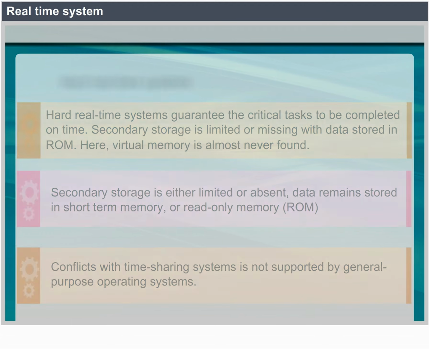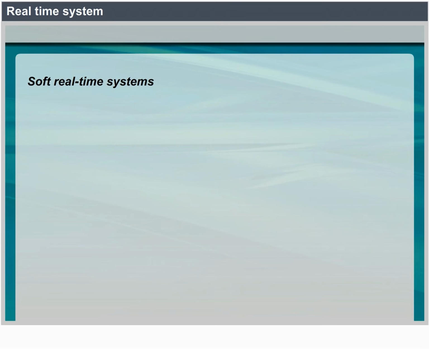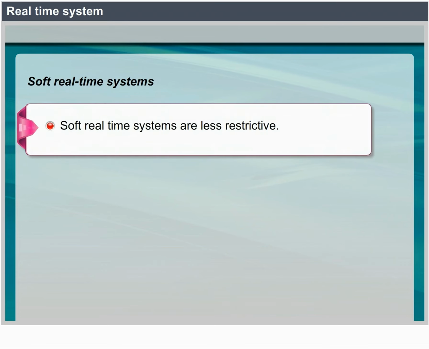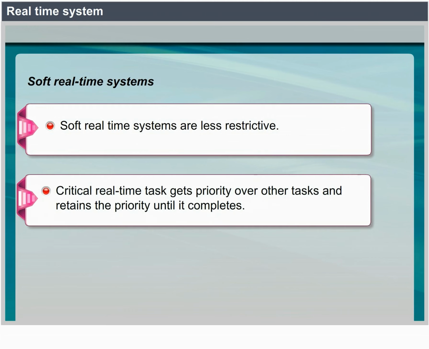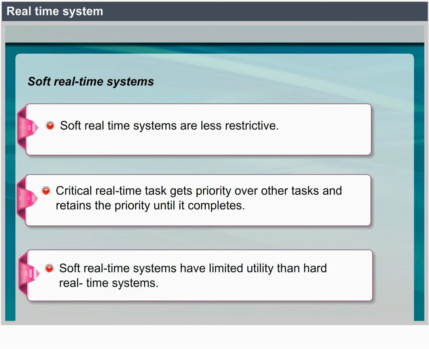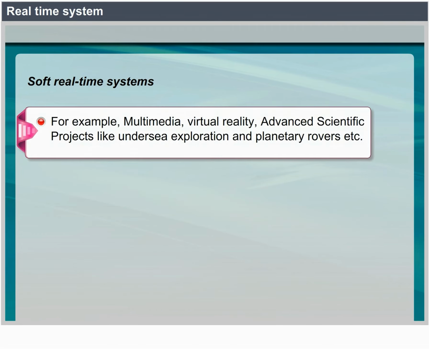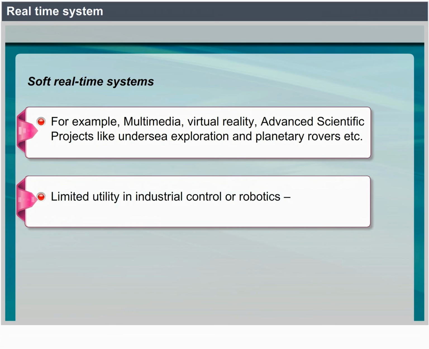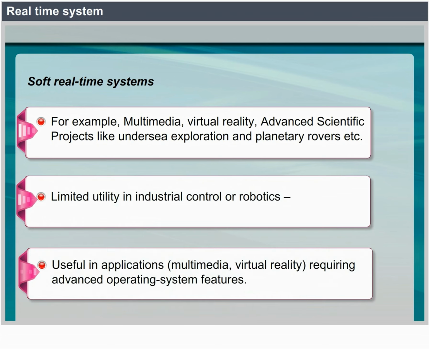Soft real-time systems. Soft real-time systems are less restrictive. Critical real-time tasks get priority over other tasks and retain the priority until they complete. Soft real-time systems have limited utility compared to hard real-time systems. For example, multimedia, virtual reality, advanced scientific projects like undersea exploration and planetary rovers, etc. They have limited utility in industrial control or robotics. They are useful in applications such as multimedia and virtual reality requiring advanced operating system features.